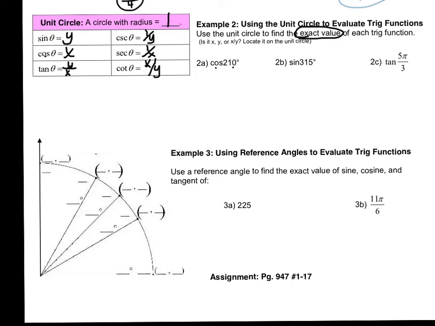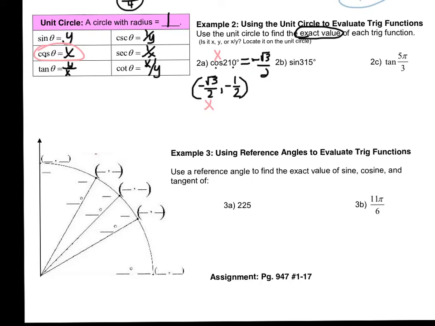So we are going to look for the angle 210, and if you look on your unit circle, you will see that it is down in the third quadrant, and we're going to look at the ordered pair that's right there. When you look at 210, you'll see negative square root of 3 over 2 and negative 1/2. Since we want cosine, and cosine is x, all we need is the x value. So our answer here is negative square root of 3 over 2. Done.